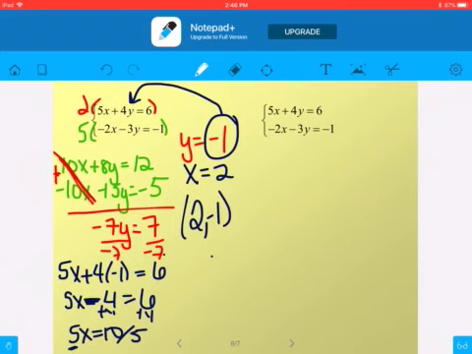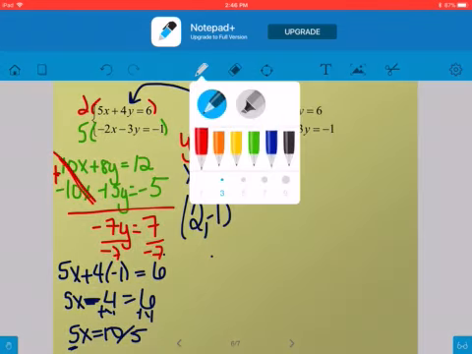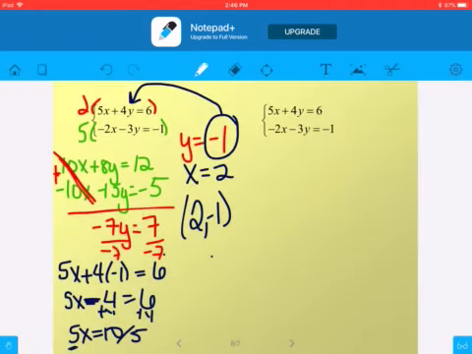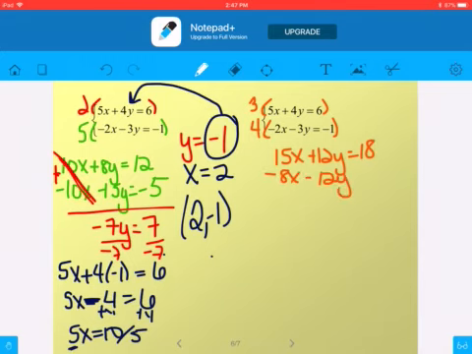I could have approached this exact system totally different. I could have eliminated y from the very beginning. So here on the right I have the exact same system. But if I wanted to eliminate y, what I could do is I could have multiplied my top equation by a +3 and my bottom equation by a +4. And by doing that, I would get 12y in my top and -12y in the bottom, and those would eliminate. So that would be 15x plus 12y equals 18, and -8x minus 12y equals -4.